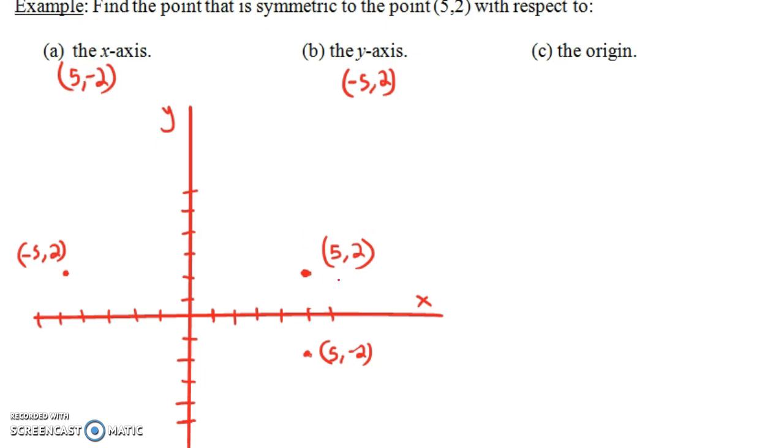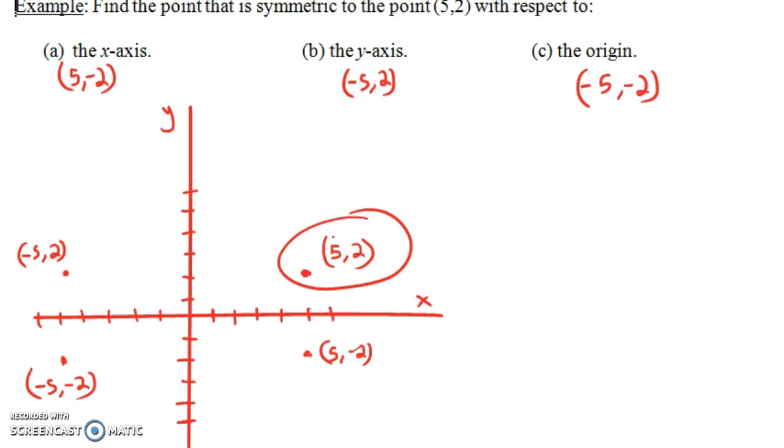Okay, so remember (5, 2) is our original point. Now what about symmetry with respect to the origin? Well, if we flip this across the y-axis, we end up here. Then flip it across the x-axis, we're going to end up down here. So this is (-5, -2). That's the point that is symmetric to our original point with respect to the origin.